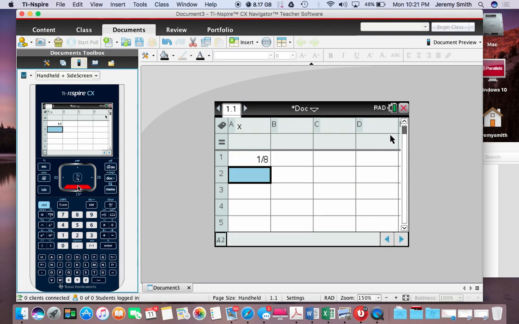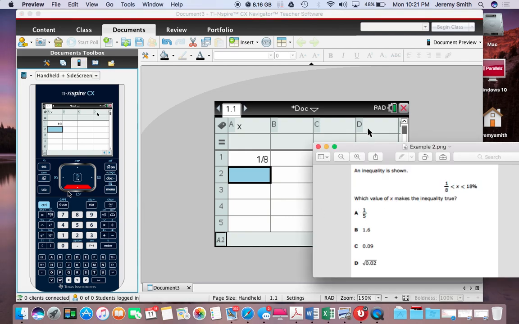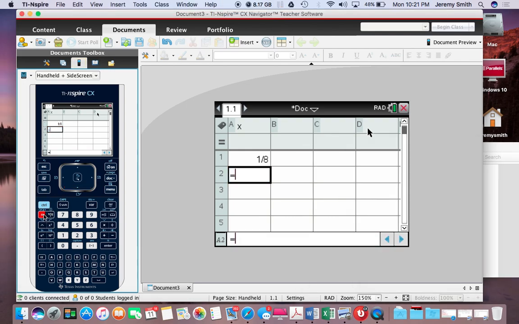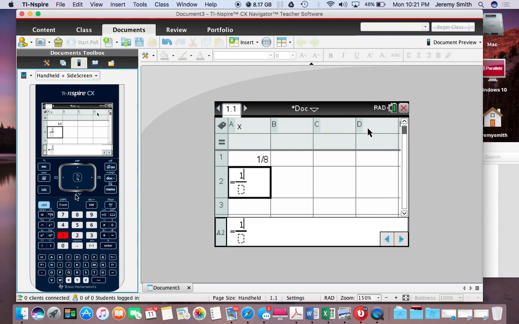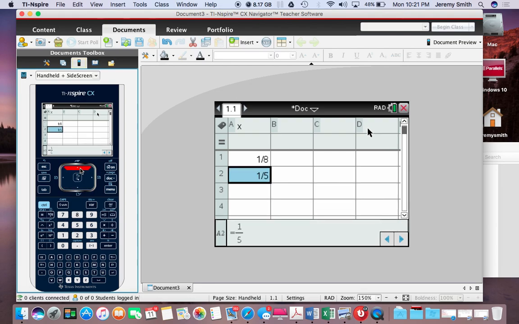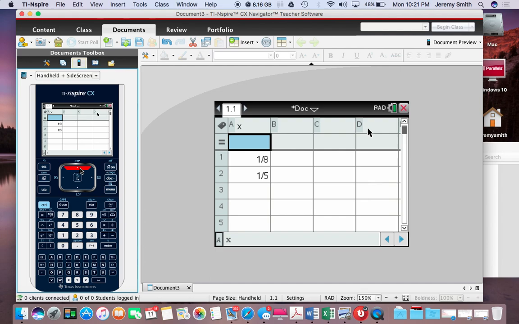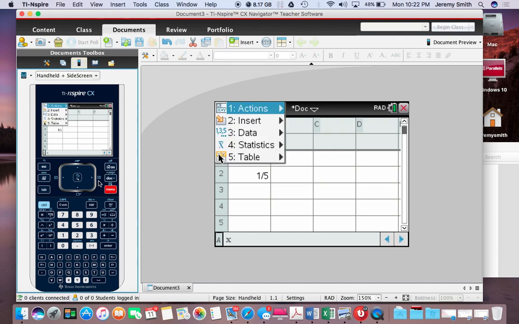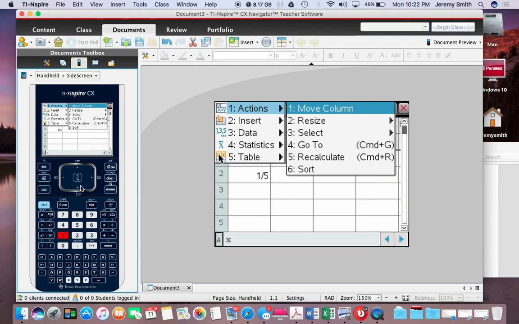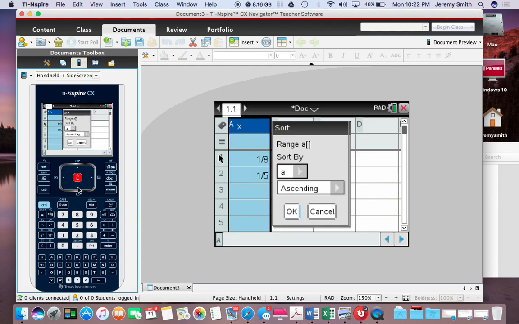Okay, and let me try another problem. Let me use this 1/5 for my answer, and I want to see which one is greater. So let's put the 1/5. Now remember, if I'm going to do ascending, it's from least to greatest. Okay, so when I solve this, if I said from least to greatest, using ascending, the 1/5 should come after. If I use descending, the 1/5 will come before this. And just remember, whether it is ascending or descending is going to dictate how you figure out your answer. So remember, Menu 1, 6. I'm going to do ascending.